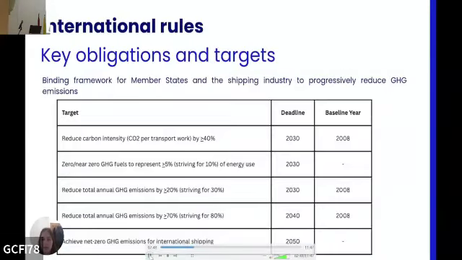The IMO framework is legally binding for member states and the shipping industry. It is built around principles such as just and equitable transition, support for developing states, and capacity building. And we can see here the main targets, which include a 40% reduction in carbon intensity by 2030, zero or near zero GHG fuels to represent at least 5% of the energy used by 2030, and then net zero emissions for international shipping by 2050.